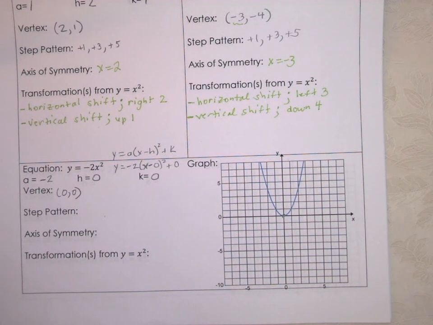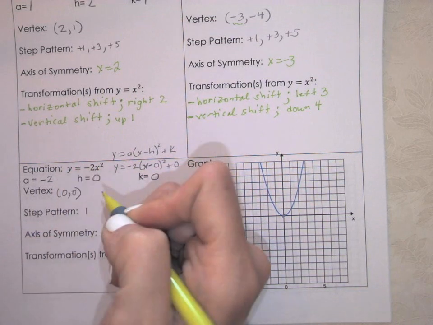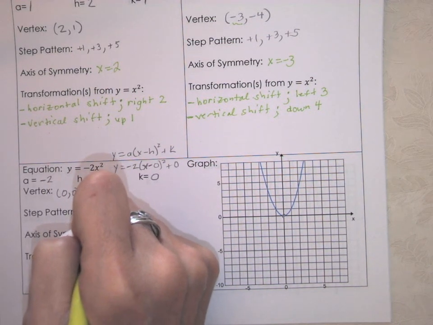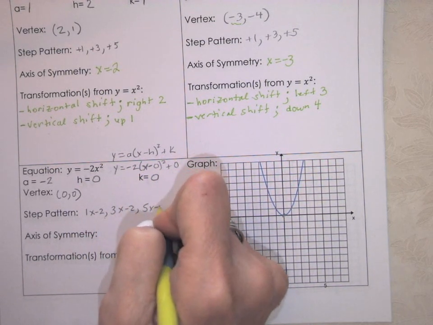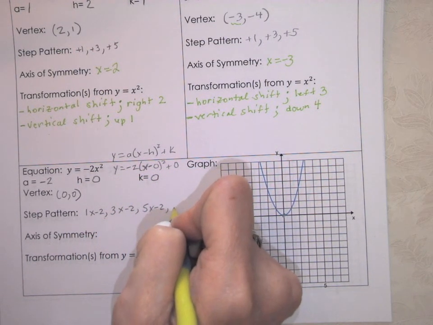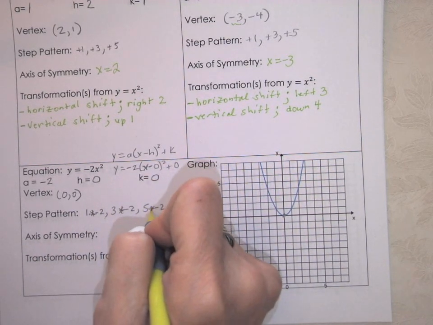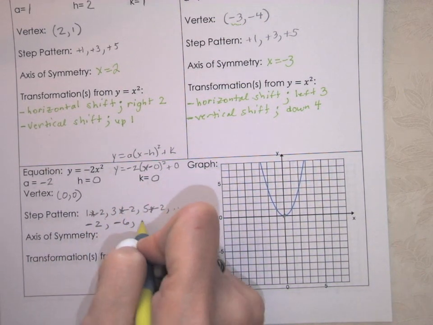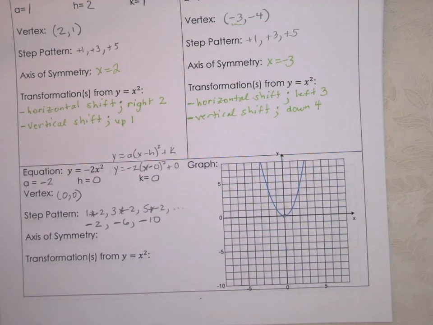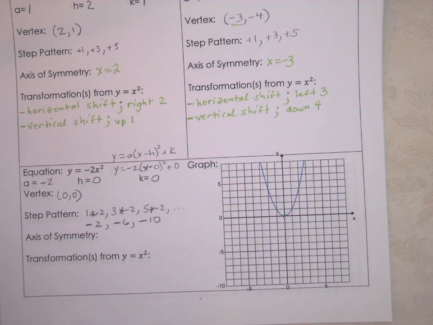So instead of +1, +3, +5, I'd be thinking to myself 1 and then times a, remember? So I'm 1 times -2, 3 times -2, 5 times -2, etc. That's a times sign. Maybe I should make it look like a star so you don't think it's an X there. Which would end up giving us -2, -6, -10. Okay, and that negative is going to indicate we're going downwards. As soon as we see the negative there, we know that our parabola is opening downward instead of upward.